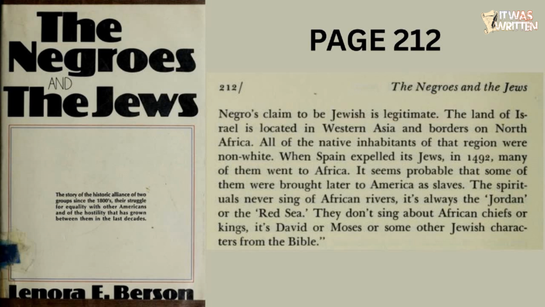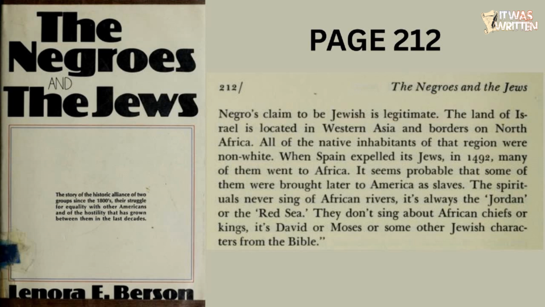But here's the crazy part. That land don't belong to either one of them. It belongs to the true people who that land was made for, which is our ancestors and us. It seems probable that some of them were brought later to America as slaves. Talking about us. The spirituals never sang of African rivers. It was always Jordan or the Red Sea. So when you hear gospel songs, what are they talking about? The River Jordan. You see what I'm saying? This is what they were saying back then.